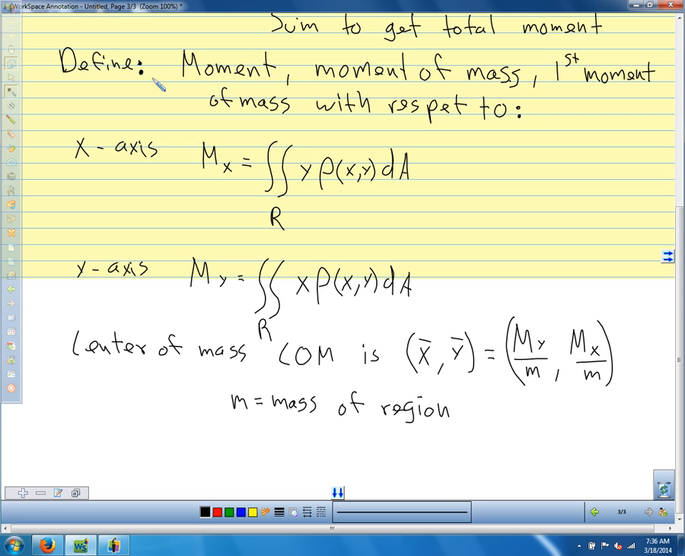After this, we'll talk about the second moment of mass, which is the moment of inertia. And then on block day, we will use this idea of a double integral to talk about the surface area of a surface bounded by a region in the xy plane, which is kind of nice. All right, so no questions? Okay.